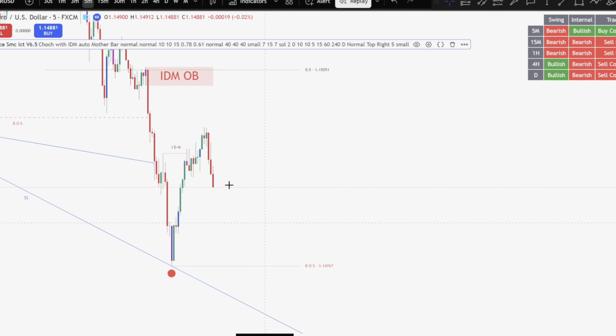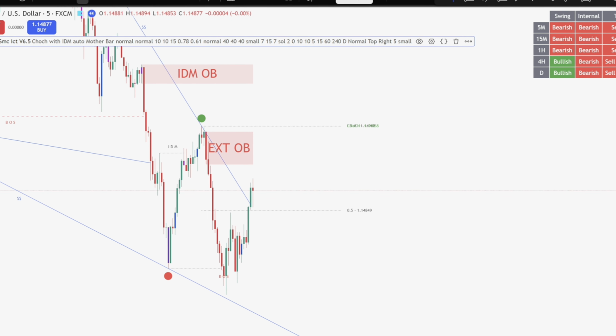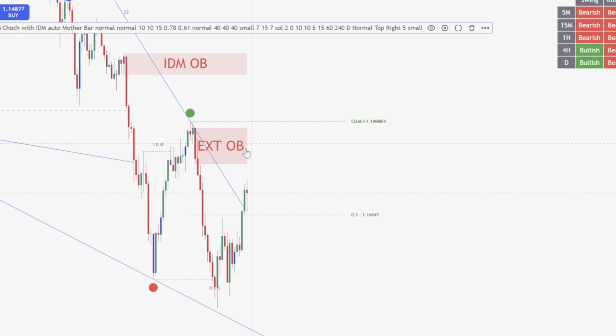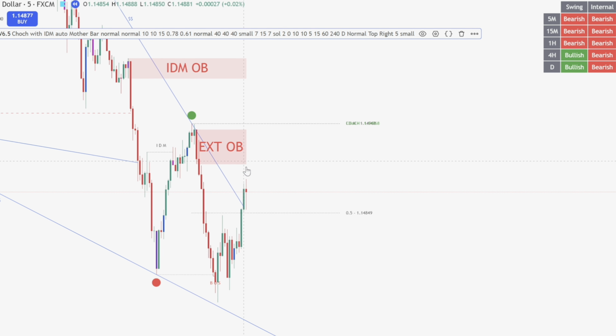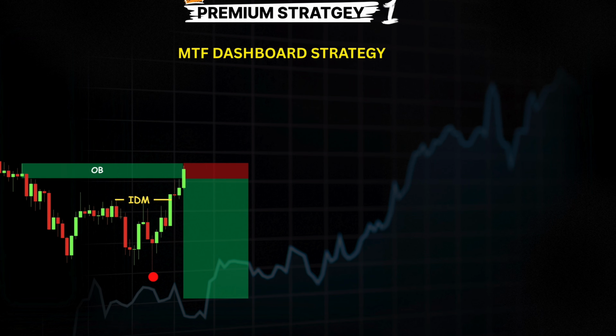Here, the market is bearish after the break of structure, so let's wait for a new zone to form. Now, the indicator has formed an order block, but most traders get confused. Should we sell from this zone or not? So let's understand Premium Strategy 1, which is the MTF Dashboard strategy.